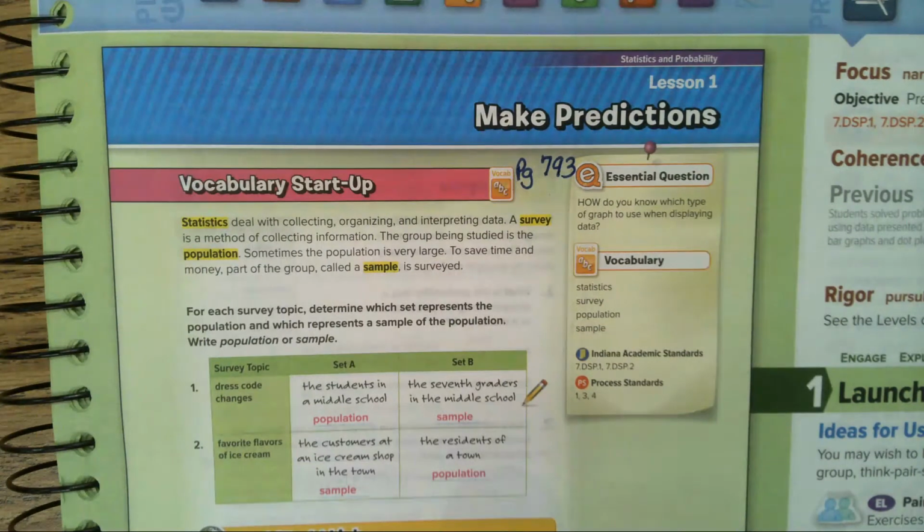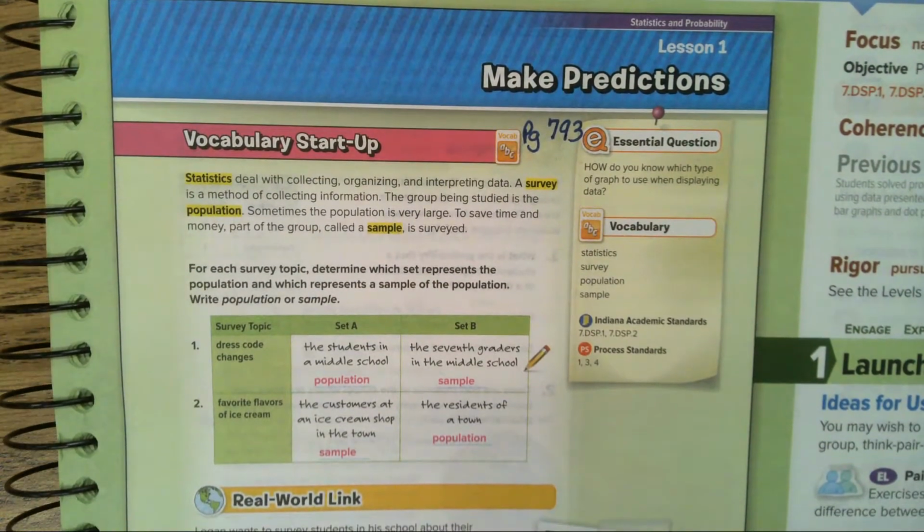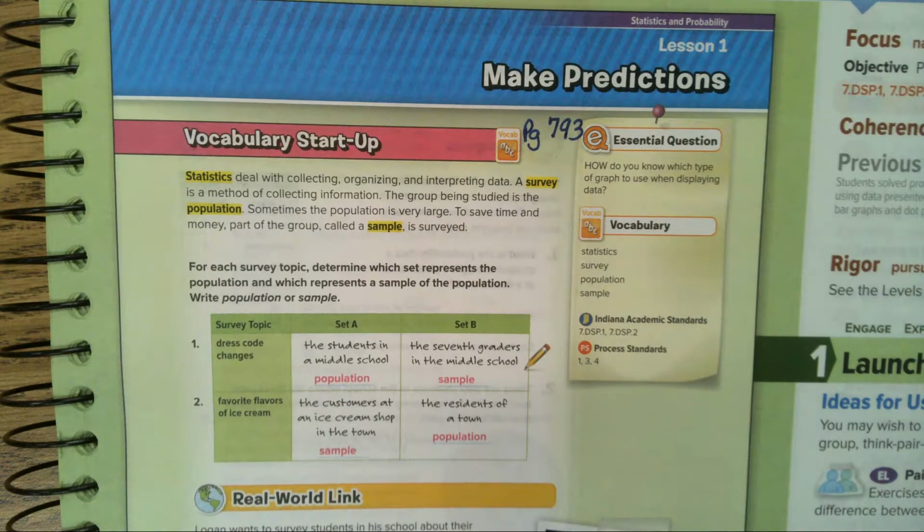It starts off telling you what statistics are. It says statistics deal with collecting, organizing, and interpreting data. A survey is a method of collecting information. The group being studied is the population. Like if you're studying plants, your population would be plants. It's not just about people.